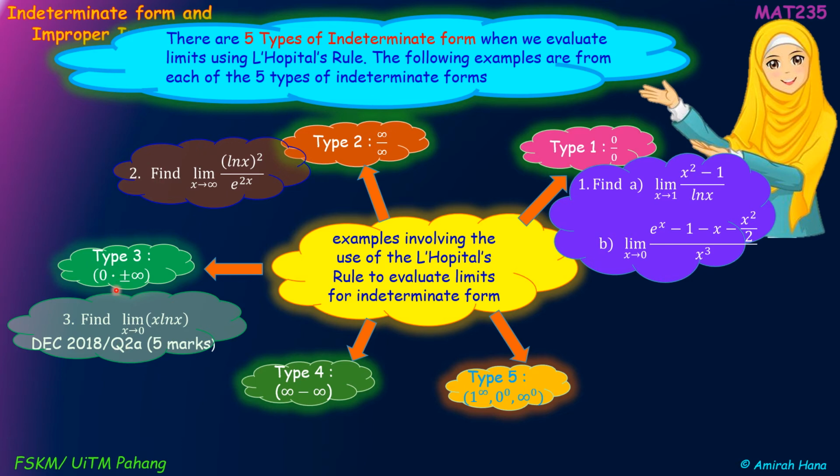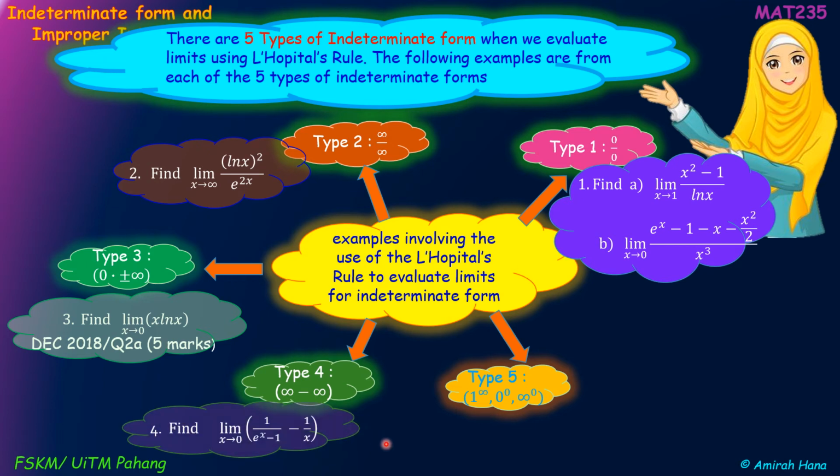And then under type 3, limit x to 0 of x ln x. If we substitute 0 into variable x, we have 0 times ln 0. Ln 0 is infinity. So we have 0 times infinity. So this is under type 3.